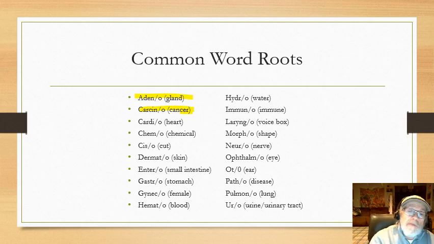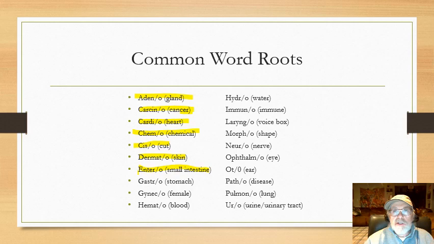Okay, I mentioned before cardo means heart. Chemo means chemical. Chemotherapy. Therapy would be a suffix, and chemo means using chemicals as a form of treatment. Sizo means to cut. We talked about dermato means skin. I mentioned before entero means small intestine.